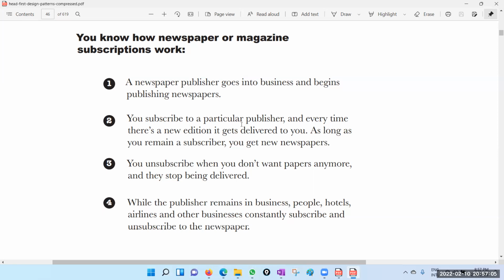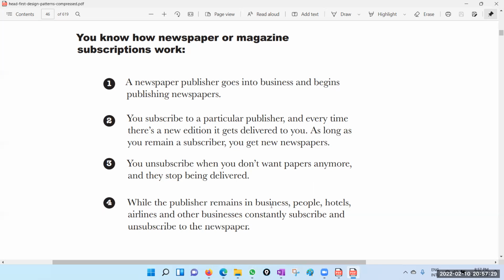So you subscribe to a particular publisher, and every time there's a new edition, it gets delivered to you as long as you remain subscribed. Now you can see, same concept. You subscribe when you want, you unsubscribe when you don't want the paper anymore. So you can see that even on YouTube, you have that unsubscribe option also. At any time you can unsubscribe.